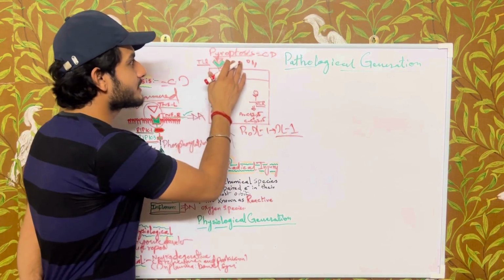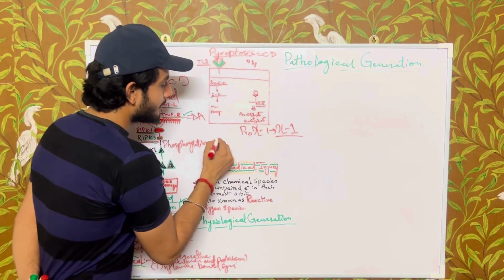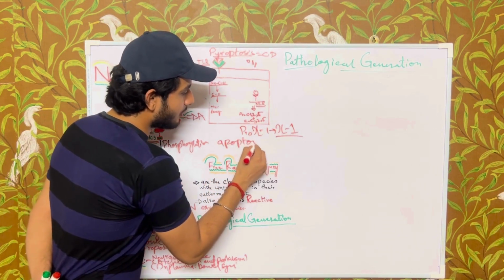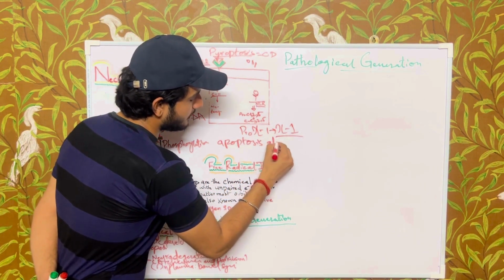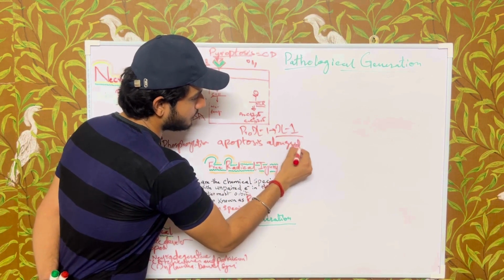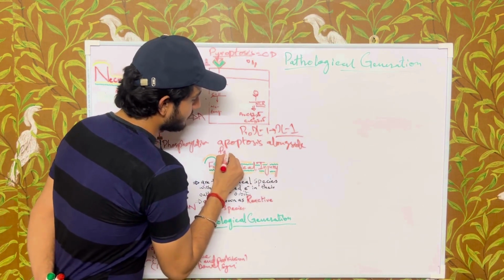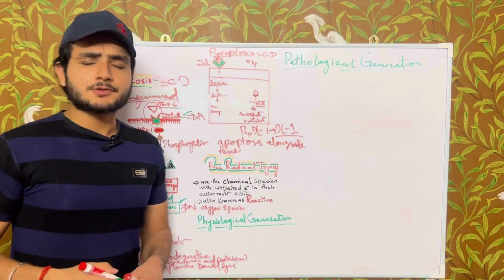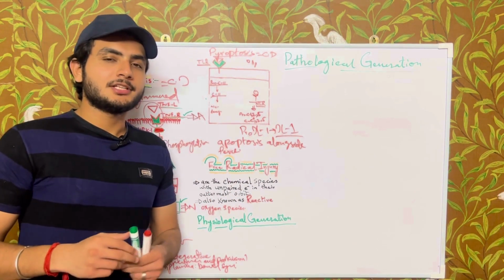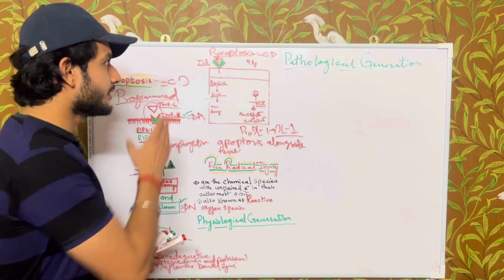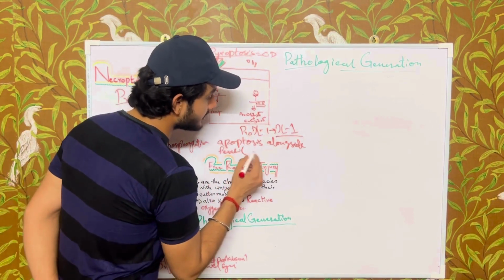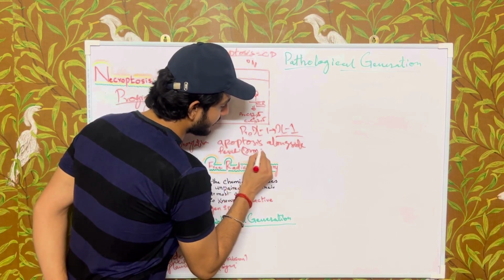So pyroptosis stands for apoptosis alongside fever. So this was all about pyroptosis. This pyroptosis is mainly involved in innate immunity. So it is part of innate immunity. This point must be memorized. It is part of innate immunity.